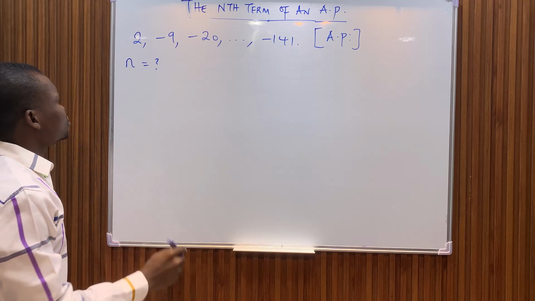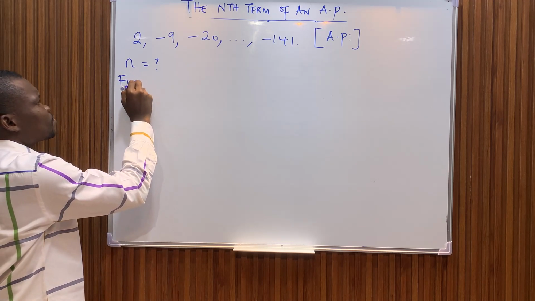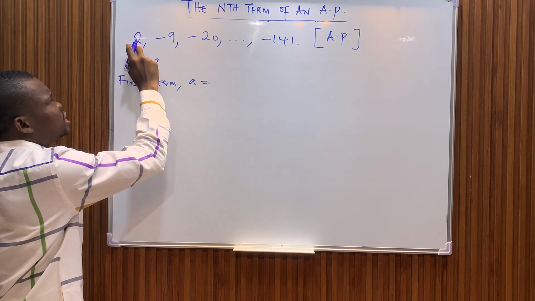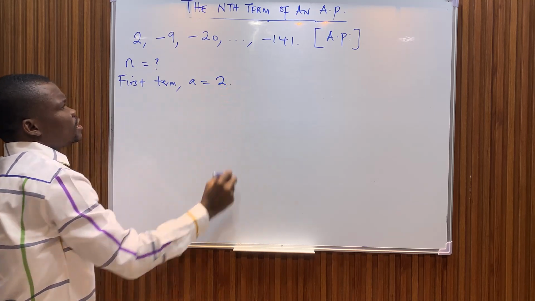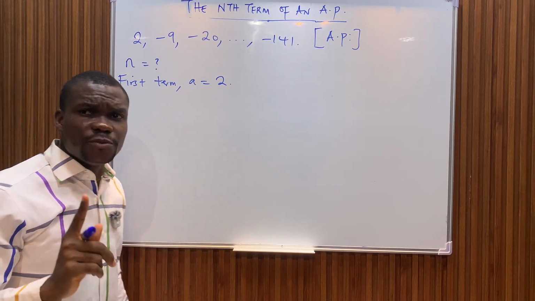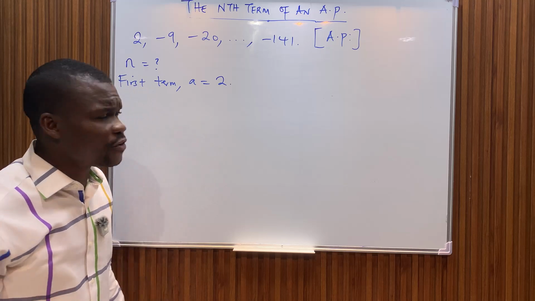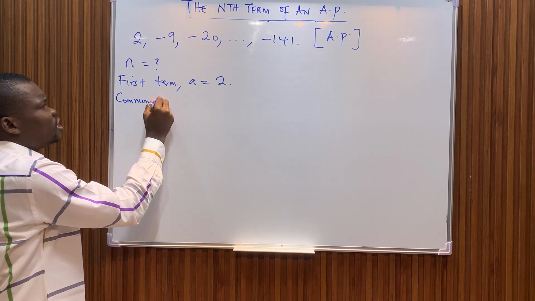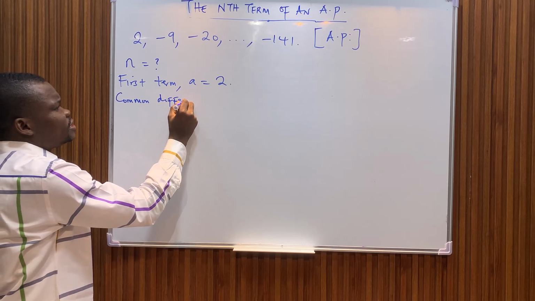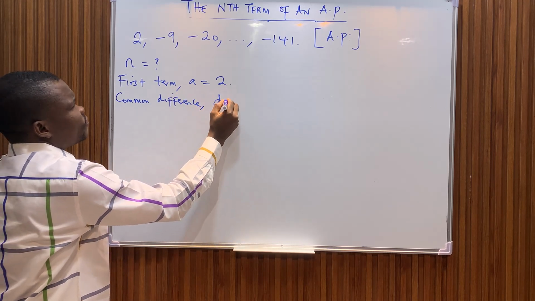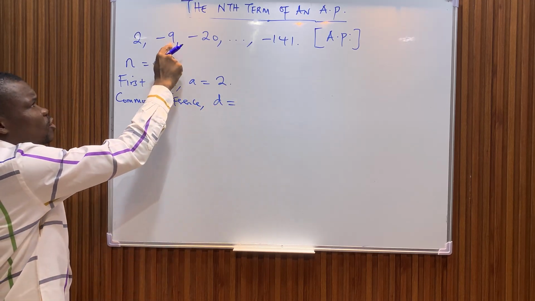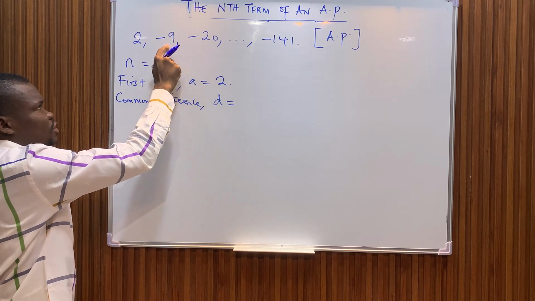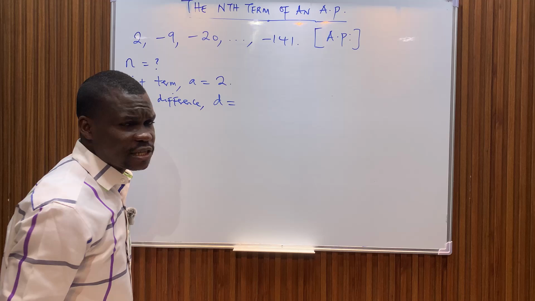Of course, you can see that the first term, a, is 2. And because it is an arithmetic progression, it has a common difference. Let's call the common difference d. Remember we said the common difference is second term minus first term, or third term minus second term. Whichever one you use will give you the same thing.